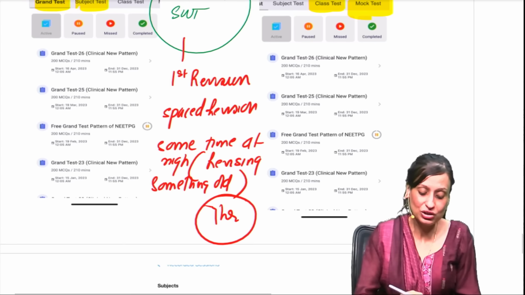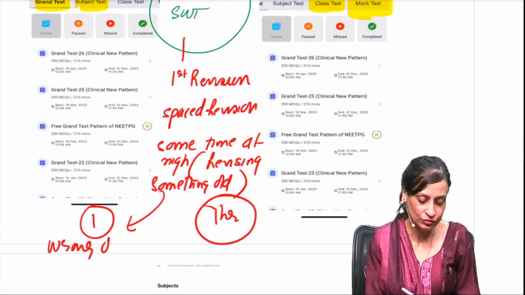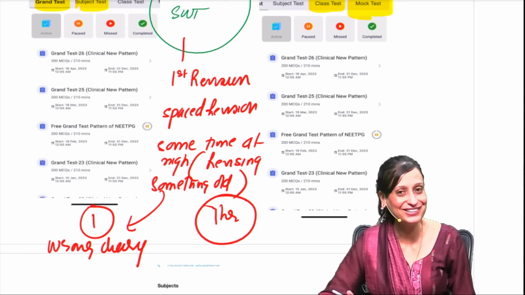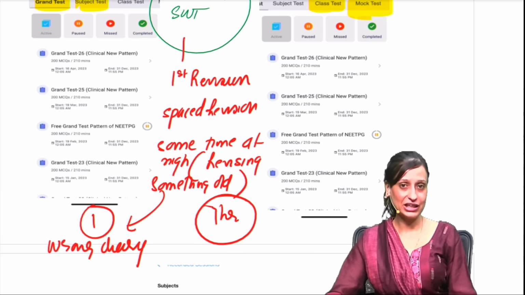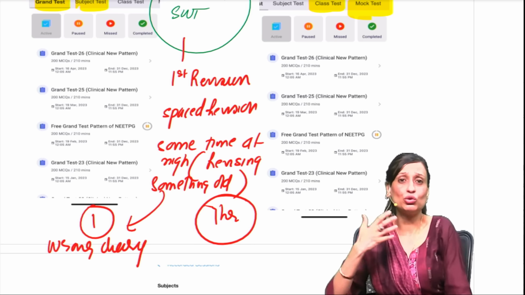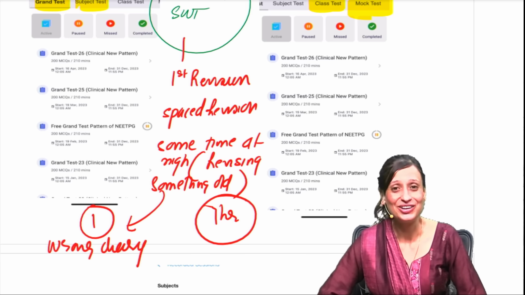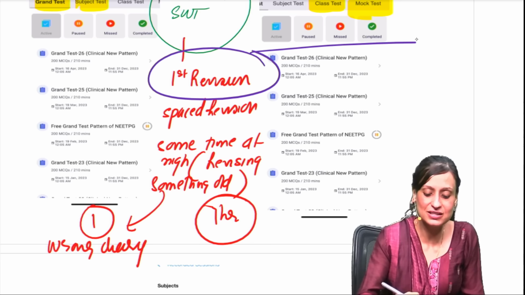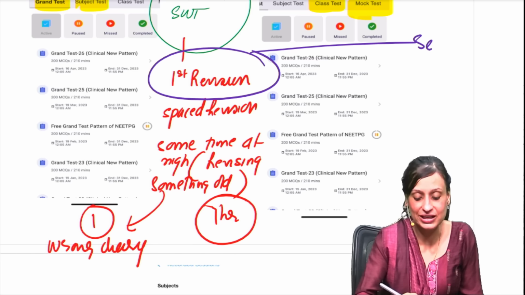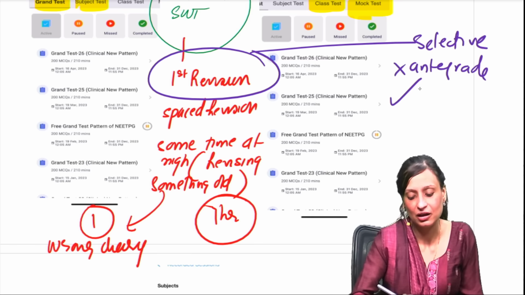Number 1, to revise something old, what you can do is you can open up your wrong diary. So the sooner you start making the wrong diary, the more use you can make of it. For example, let's say I had made a wrong diary for anatomy and today I feel that I really want to revise anatomy. Don't start from the first page of the notes, it is a never-ending task like that. You have to now go selective. So very important. The revisions have to be more and more selective. They should not be anterograde, they should be retrograde.